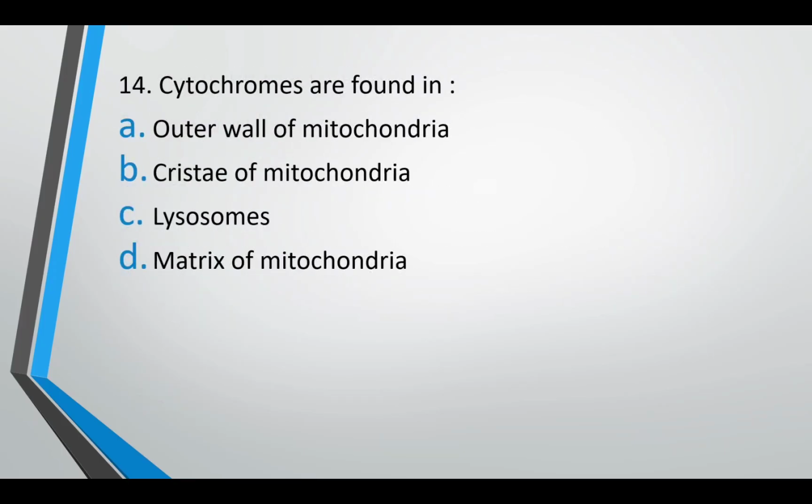Question number 14. Cytochromes are found in outer wall of mitochondria, cristae of mitochondria, lysosomes, or matrix of mitochondria. The correct answer is option B, they are found in the cristae of mitochondria.